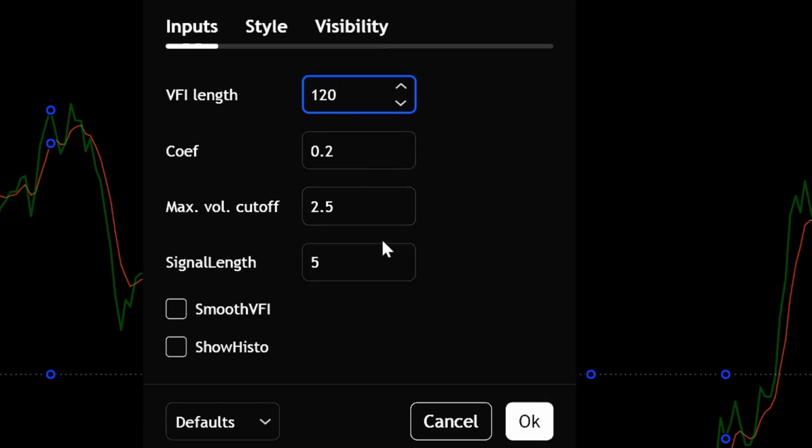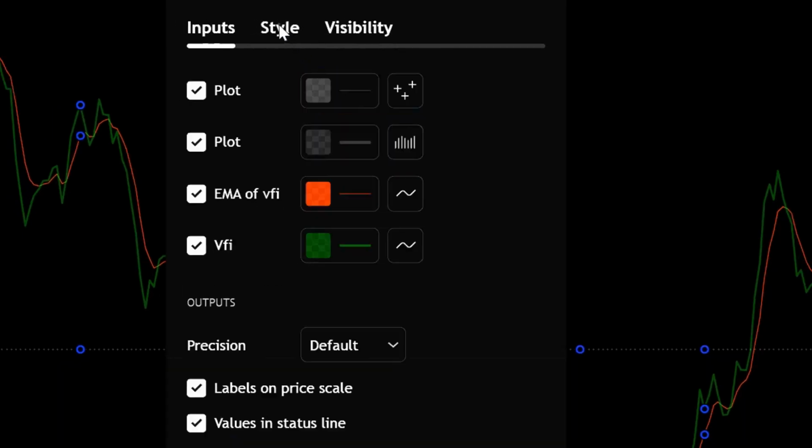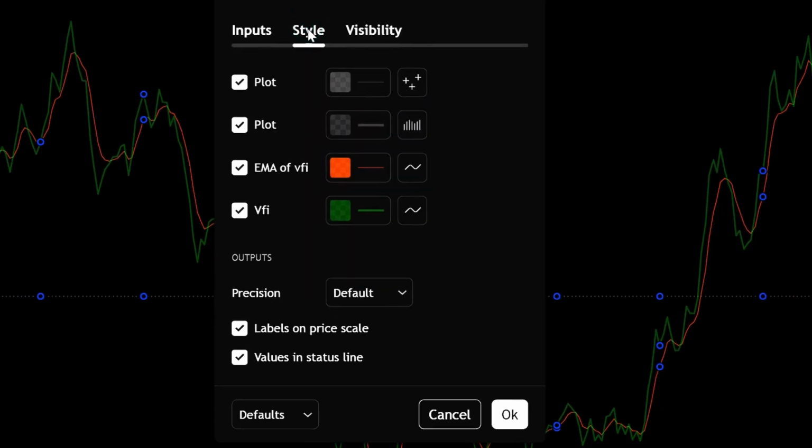That's the only change we need to make in the Inputs tab. So let's move on to the Style tab. Here, we'll adjust how the indicator looks on our chart. We'll see a few options: plot, EMA, and VFI. We're going to disable the second plot and EMA and VFI options. Just uncheck those boxes.